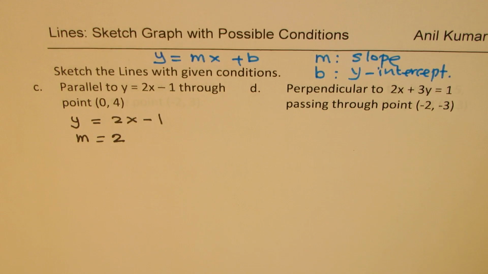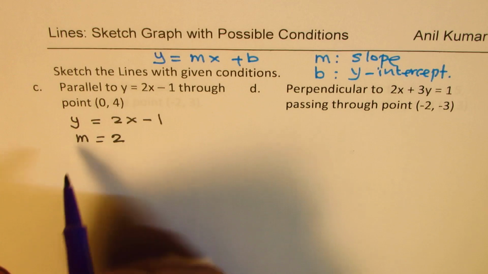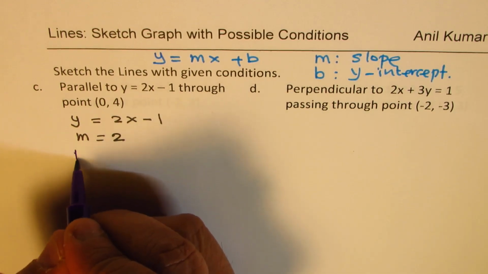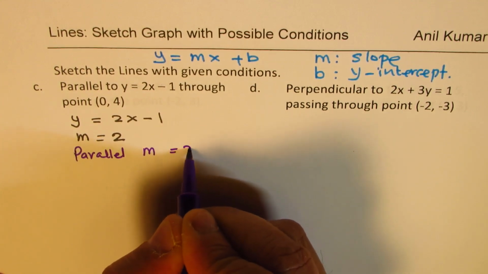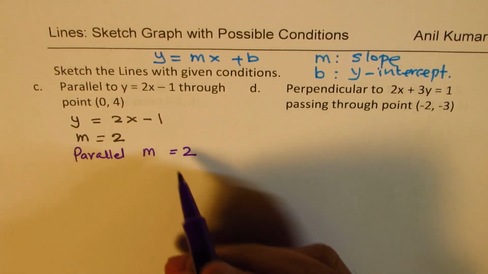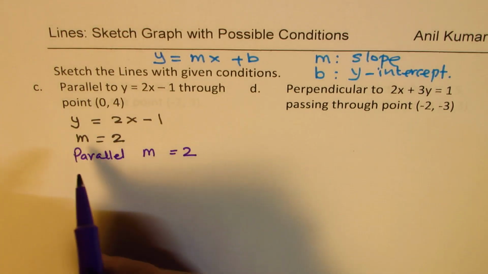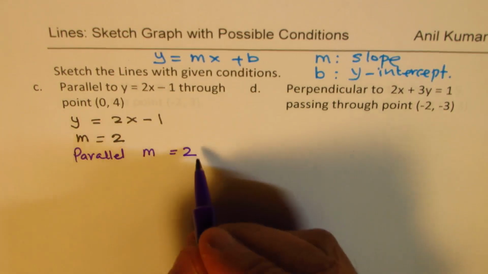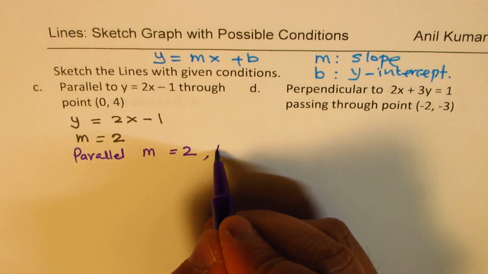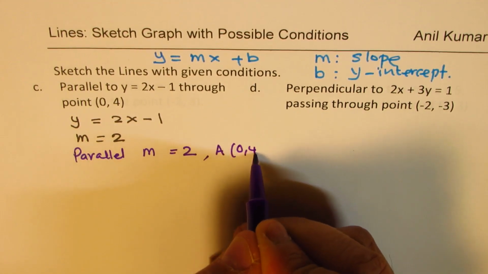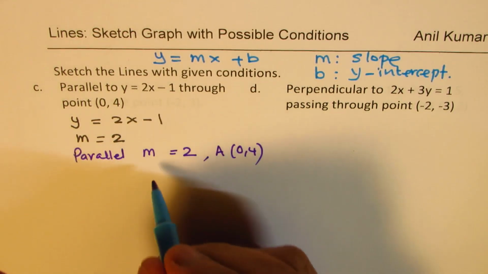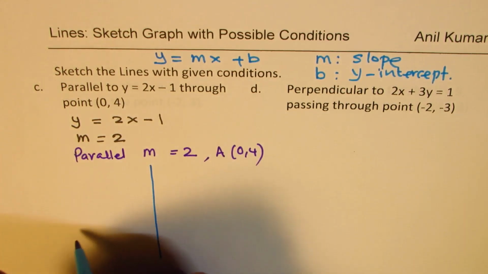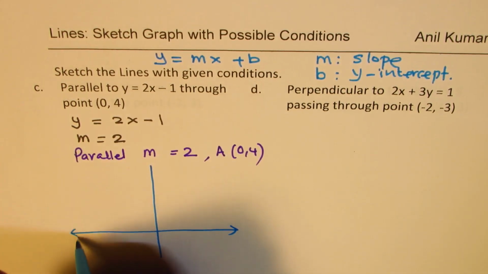Clear? So in this case, the slope of the given line is 2. When we say parallel, that means the slope of our line will also be 2. Clear? Same slope. So that means now I have to draw a line whose slope is 2 and which goes through a point. Let's call this point A, which is 0, 4. Let's do it. So here we have a positive slope. So the line will be going upwards. So I'll try to sketch the graph like this.